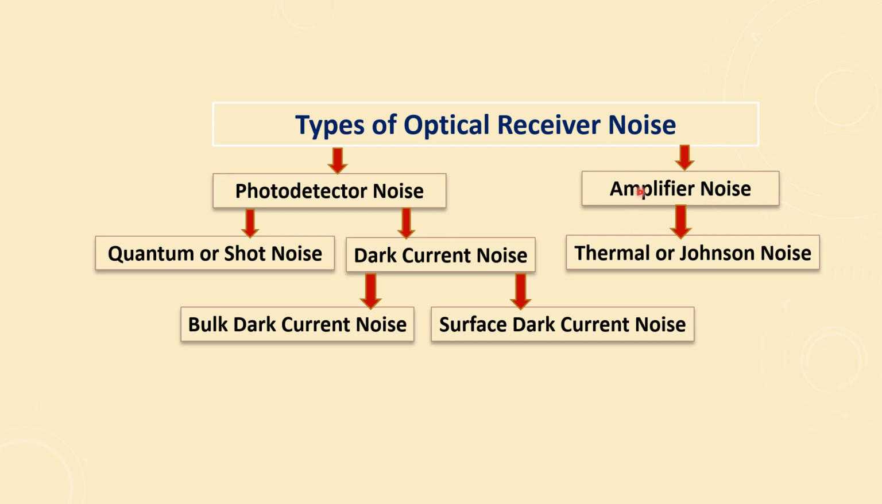And the next classification is the noise associated with the amplifier. This amplifier noise we can call either thermal or Johnson noise. So this is about the types of noise sources associated with the optical receiver overall.